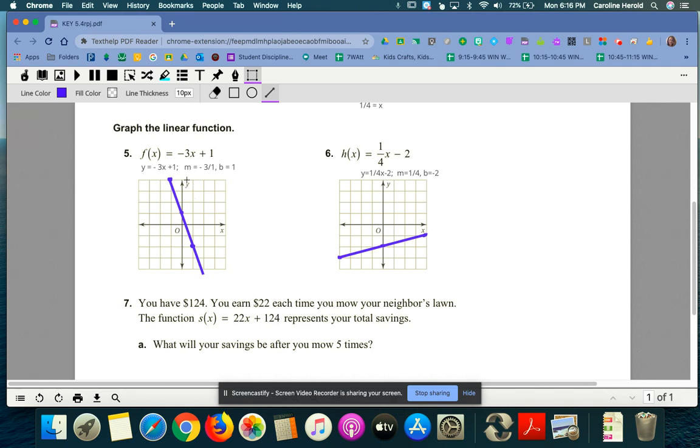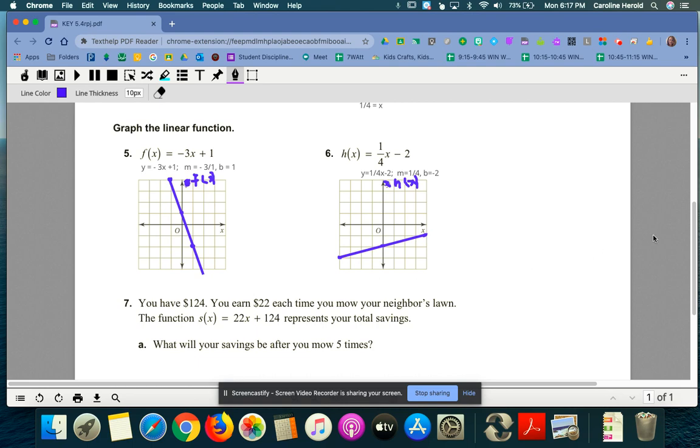Really, this should have said right here, funny thing, instead of saying y up here, this should have said f of x. And instead of saying y over here, this really should have said h of x. Because that's really what we're doing. Remember, we're replacing the variable y with this other name for the function.